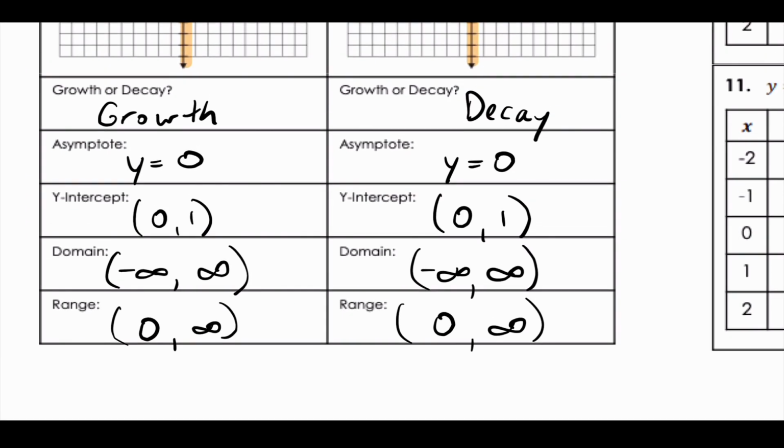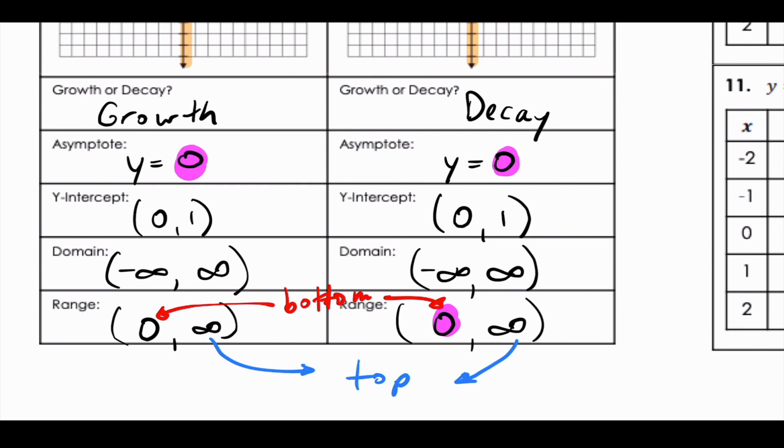Okay. Domain and range. Domain will always be the same, right? So I'm not going to focus on domain. Range. This guy is the top. This guy is the bottom. And this guy, notice those two.